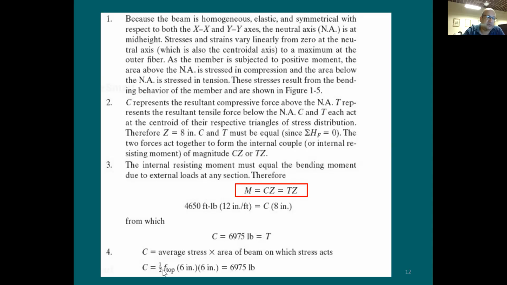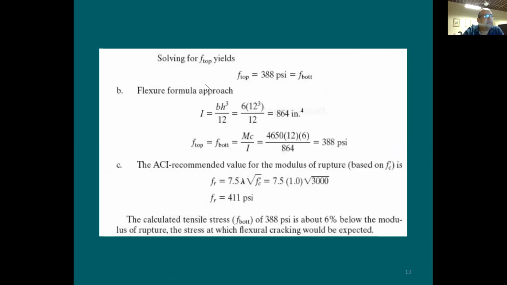You can say, okay, let's do it. It's going to be 1/2 of F top. Why 1/2? Because you have this triangular distribution times 6 inches for the width and 6 inches for the depth of this triangular distribution. It's going to be equal to what? To the tension or compression force. With that, you should be able to figure out the stress, F top. F top is going to be 388, which is the same as F bottom. Why? Because you have a symmetrical section about the x-axis. So I was able to find out here that the stress equals 388 psi top or bottom.